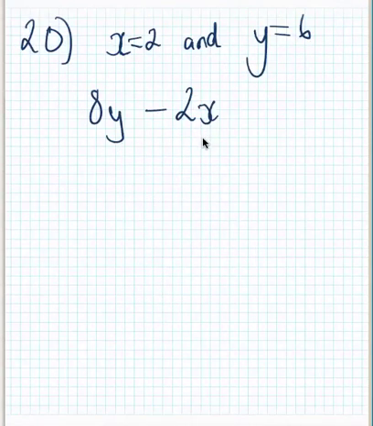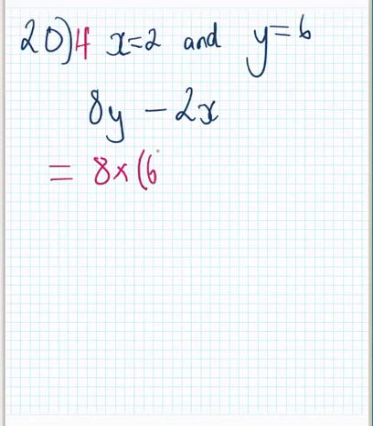With 20, we are using substitution. So it says, if X is 2 and Y is 6, what do we end up with? Nice and easy. So we got 8 times Y, but Y is 6. I will substitute with brackets so we don't forget that important rule. In this case, it may not make a difference, but it's important to not forget that. So take away, and then I've got 2 times X. So 2 times X is 2.